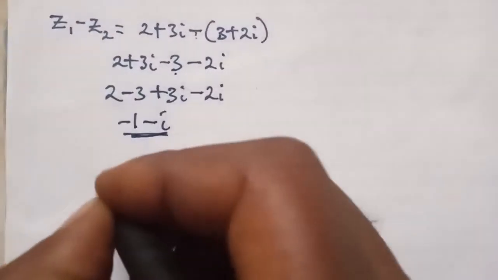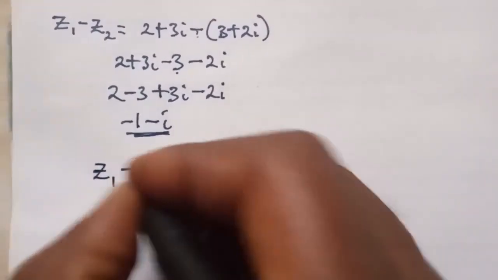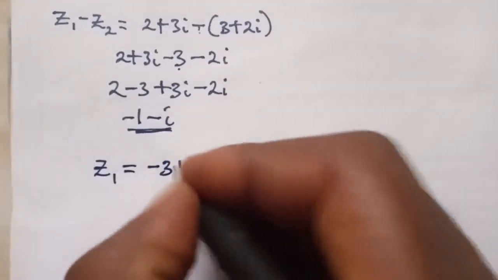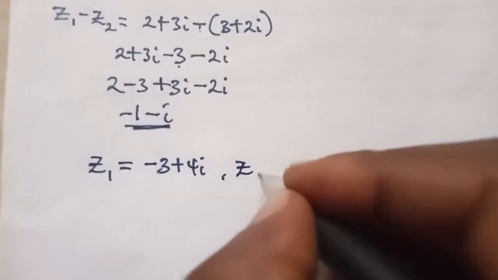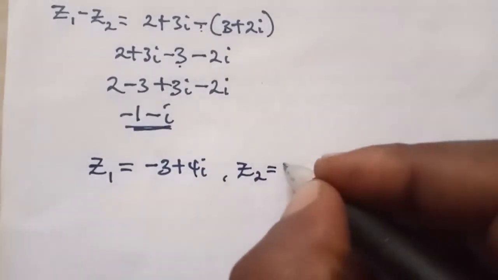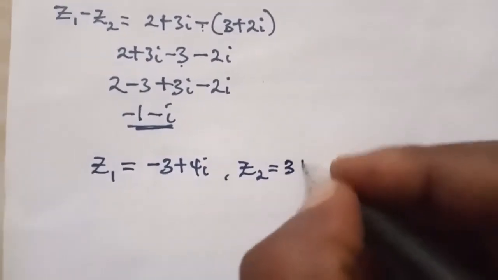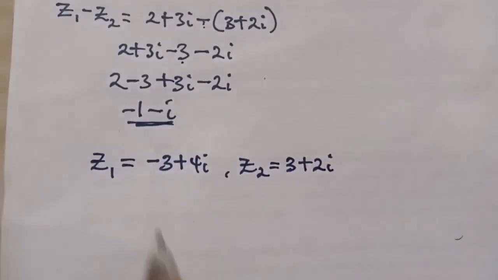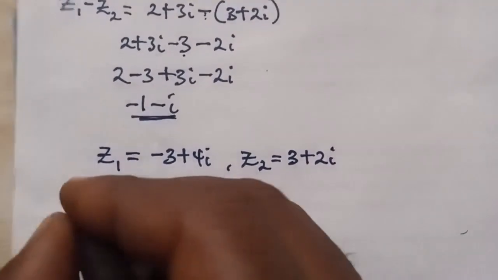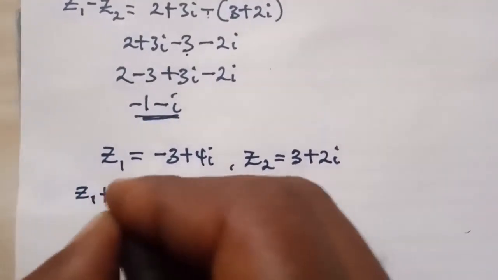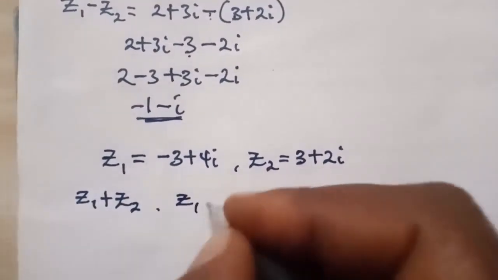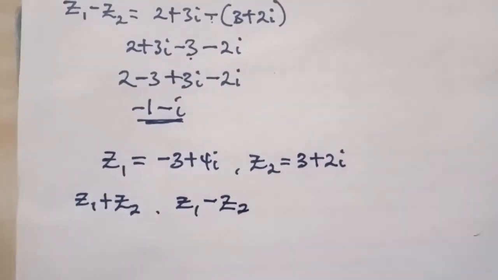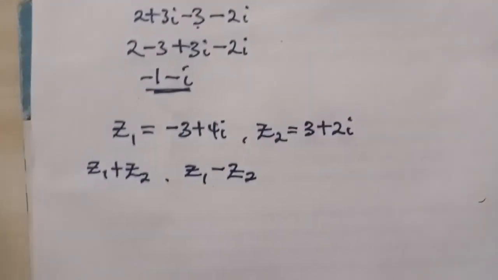So here is one for you. Let's say that z1 is equal to minus 3 plus 4i, and that z2 is equal to 3 plus 2i. Let's work on this. Find z1 plus z2 and also z1 minus z2. You can pause the video for now and try it yourself.